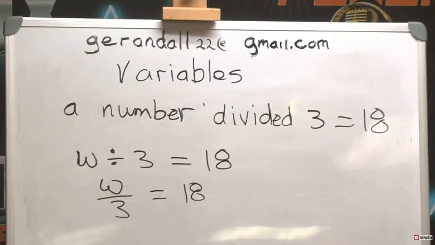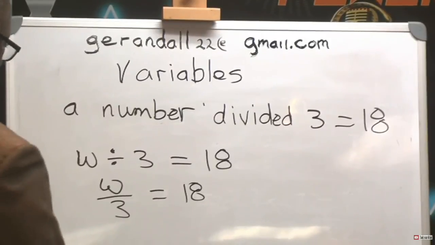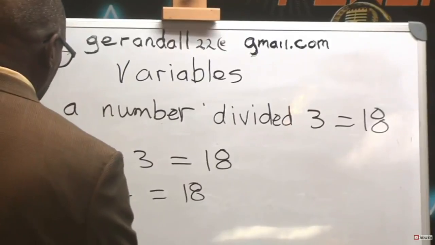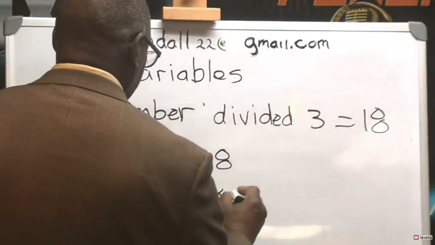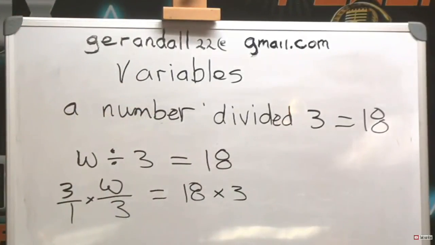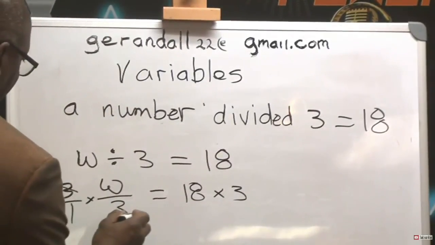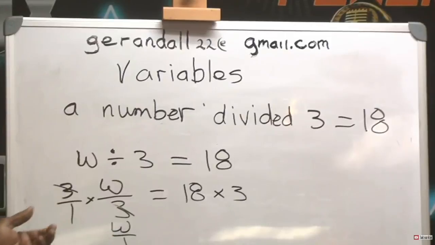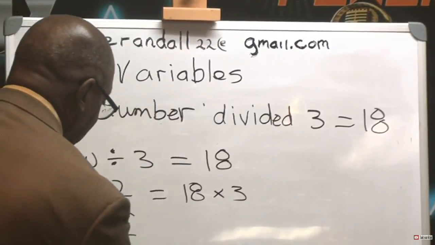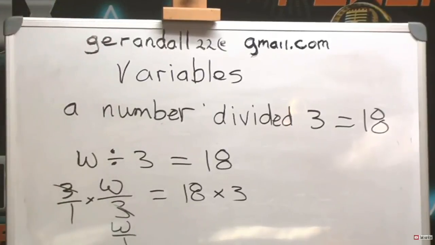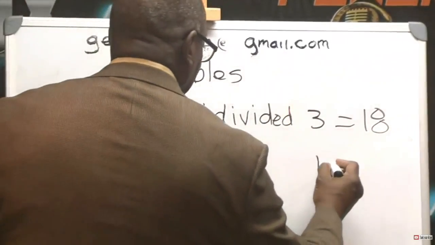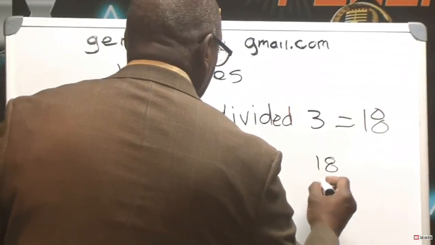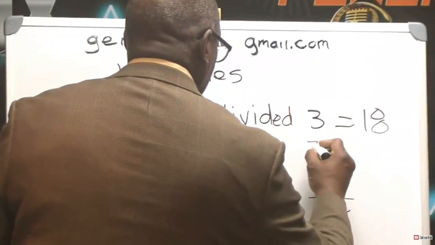How do we undo division? With its cousin, multiply. What are we multiplying by? What did we divide by? 3. So we're going to multiply 3 over 1. And over here, we're going to multiply by 3. Remember our cross multiplication. And you're left with w over 1, which anything divided by 1 is that thing. And that's, in this case, w. And then over here, 18 times 3, 54.